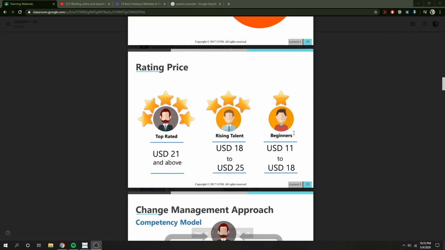Okay, this is the writing price. As a beginner, you should put your rate in this range, USD $11 to USD $18. You can put 20, it is okay, but as long as you can deliver what the job requires that the employer asks for, then it should be okay.